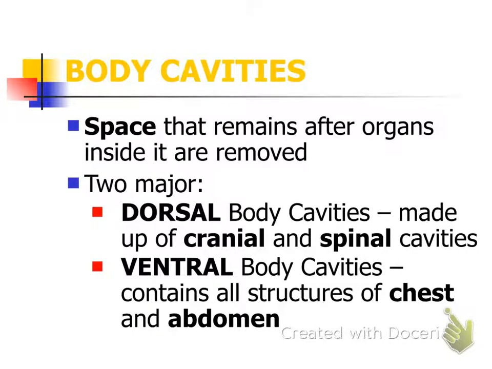The 2 major body cavities are the dorsal body cavity. Remember, dorsal is synonymous with posterior, which means the back side. It is made up of the cranial and the spinal cavities. The ventral, which is synonymous with anterior, which means front, is made up of the chest and the abdominal cavity.